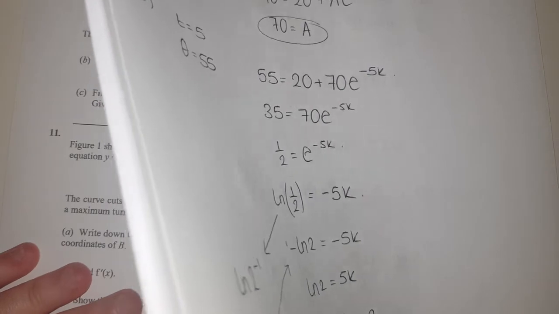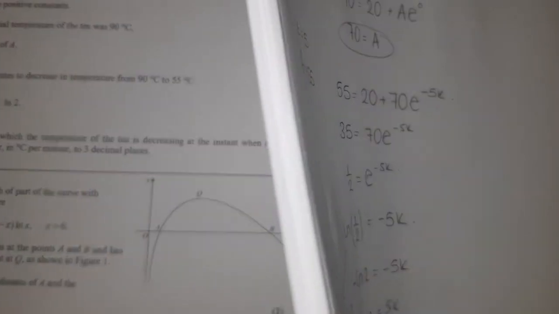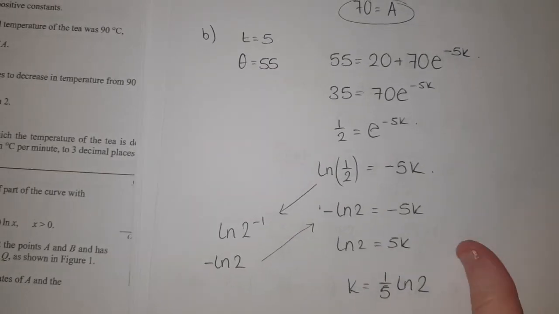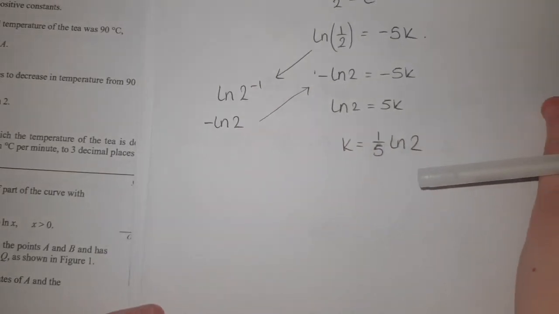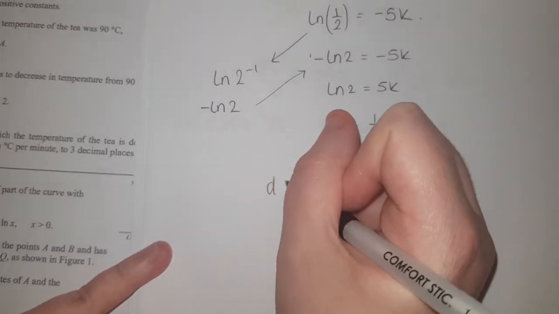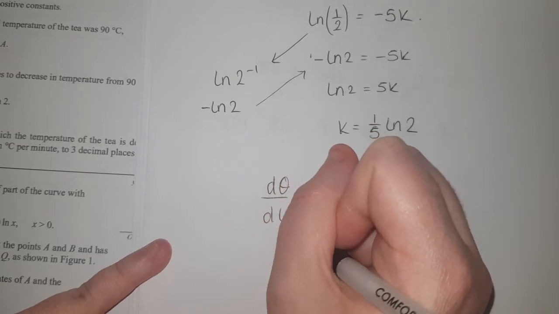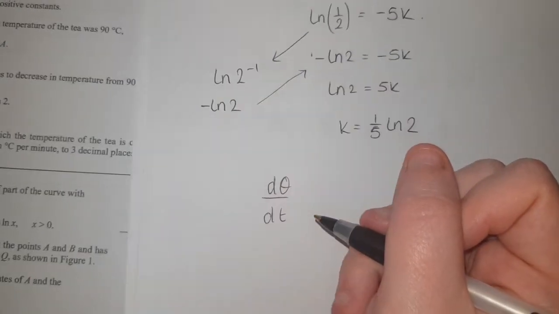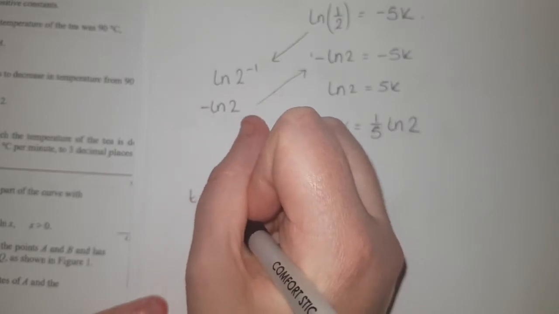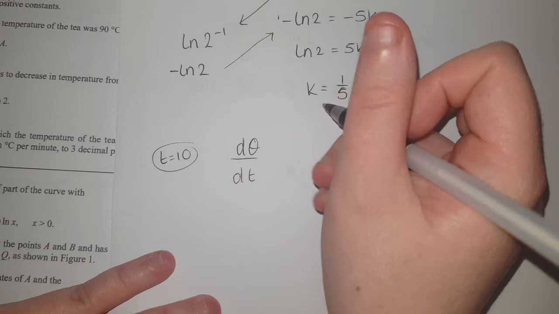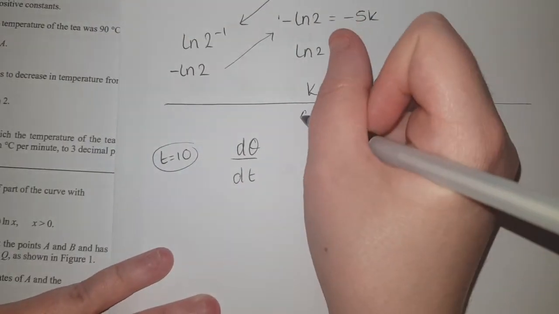Right, and part C: find the rate at which the temperature of the tea is decreasing at the instant when t equals 10. Because they've said the rate at which it's decreasing, remember rate is always differentiation, so we essentially need to find d theta by dt at the point when t equals 10, so we'll come back to that in a second. So for part C, we're going to differentiate. I'm just going to rewrite theta at the top there.